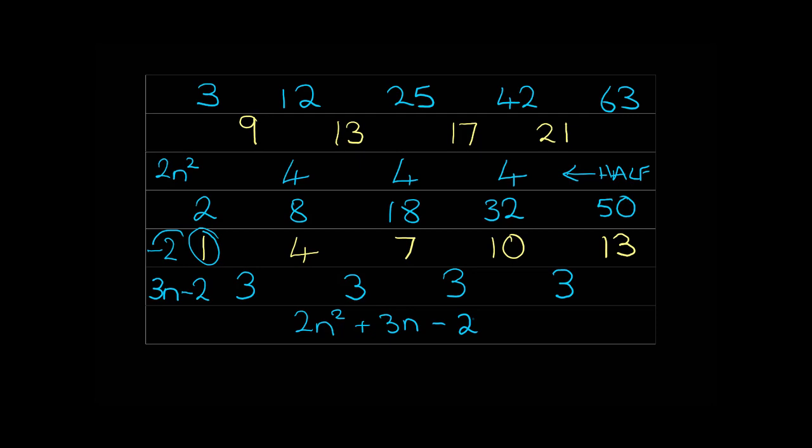So let's just check that out on one of them. Okay, so let's check it out on this one here. So that's the third term where n equals 3. So 3 squared is 9, times by 2 is 18, plus 3 times 3, which is 9, minus 2. So 18 and 9 is 27, take away 2 is 25. So let's go through that process one more time.